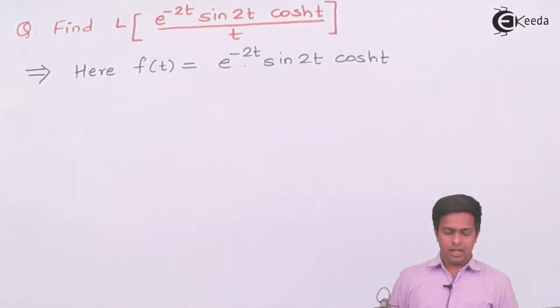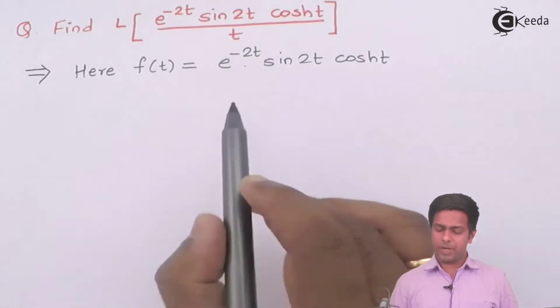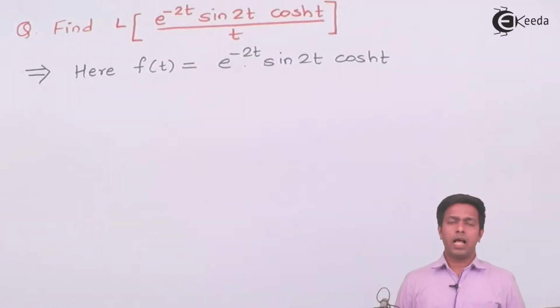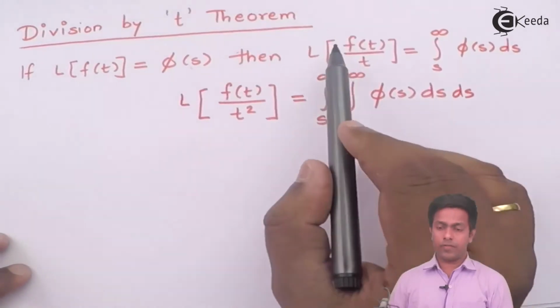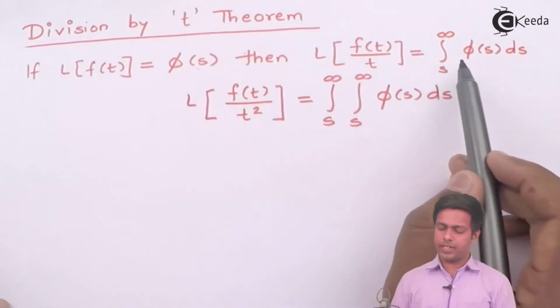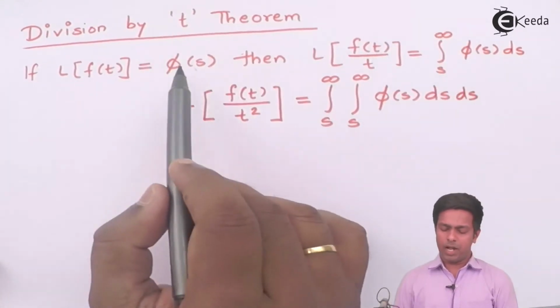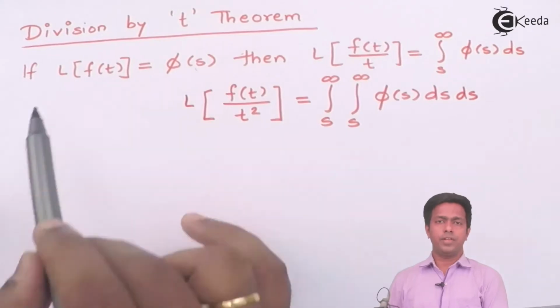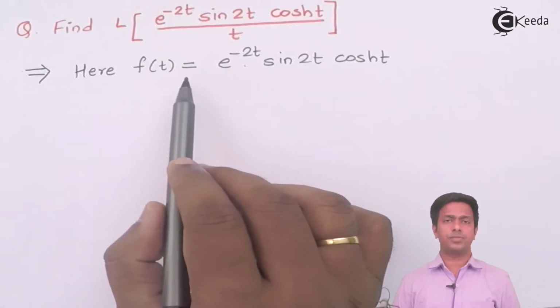Now guys, according to division by t property, we have to find out Laplace of this function and we will call that Laplace as phi of s. So here I'll show you the property. Whenever we have Laplace of f of t upon t, the answer by division by t property is integration s to infinity phi of s, and we get phi of s by finding Laplace of f of t. So guys, for that I'll find out Laplace of this function.